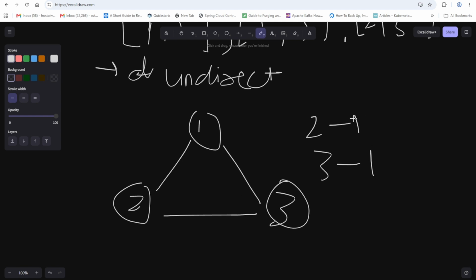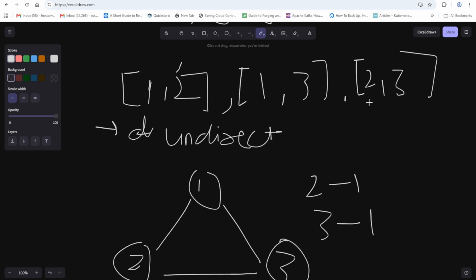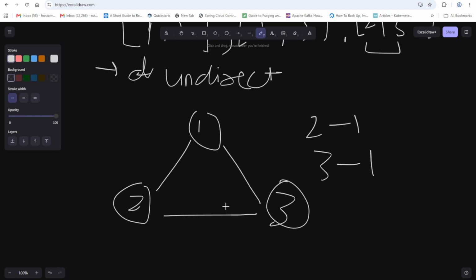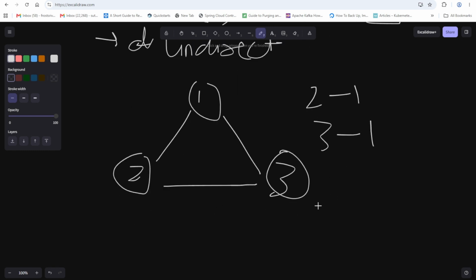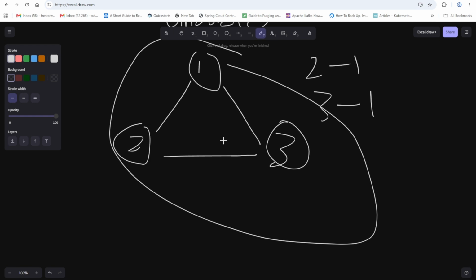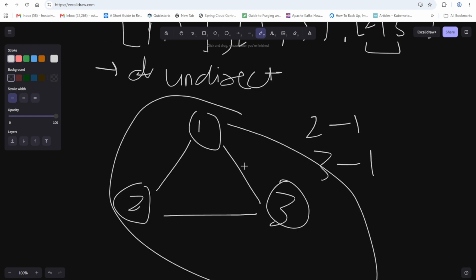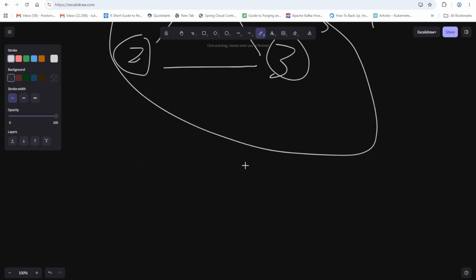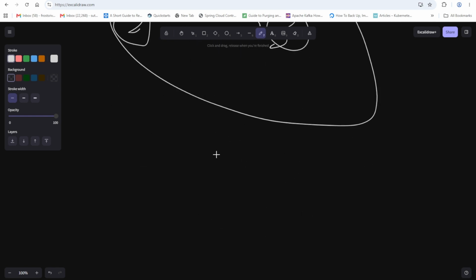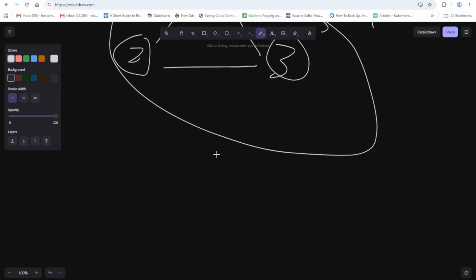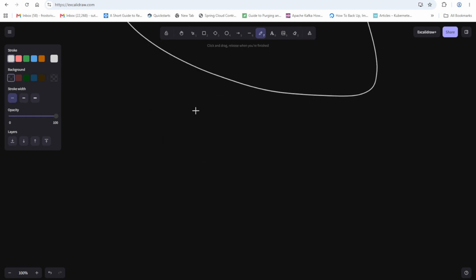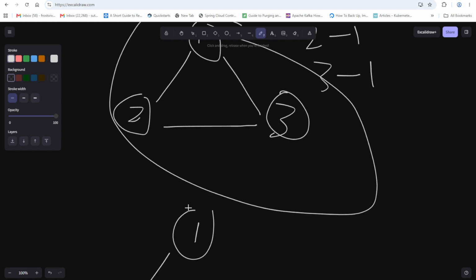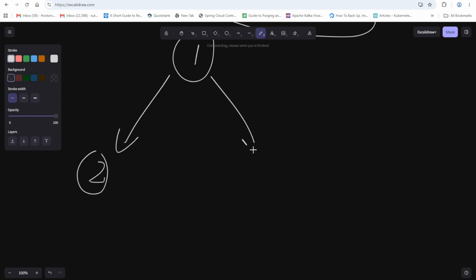So we can see that if their ultimate parents are the same, then they will form a cycle in the case of an undirected graph. But now suppose in this question they have given a directed graph. Now let's again draw the same diagram. 1 is connected to 2 here, and here 1 is connected to 3.